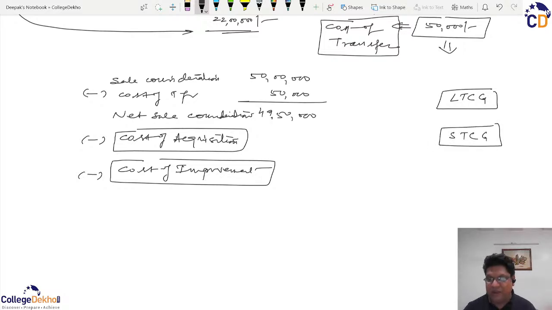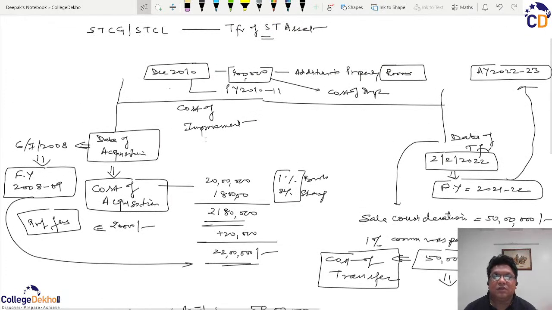So what the logic is behind that, when the period of ownership is up to 24 months, that is the basic difference between the date of acquisition till the date of transfer is not more than 24 months. So we believe there is not much inflation, not much appreciation, and therefore whatever is the cost of acquisition, and whatever is the cost of improvement will be deducted as it is from the net sale consideration to arrive at the figure of the short term gain.